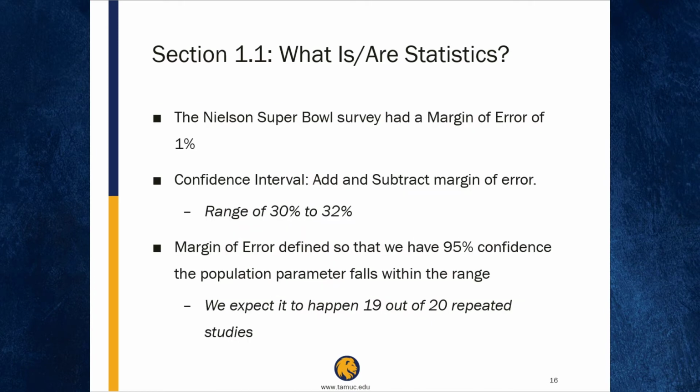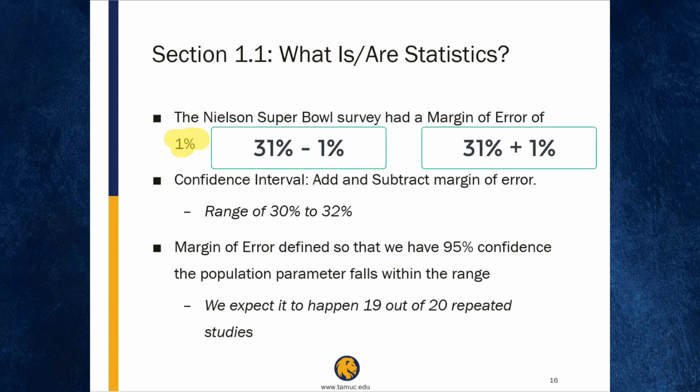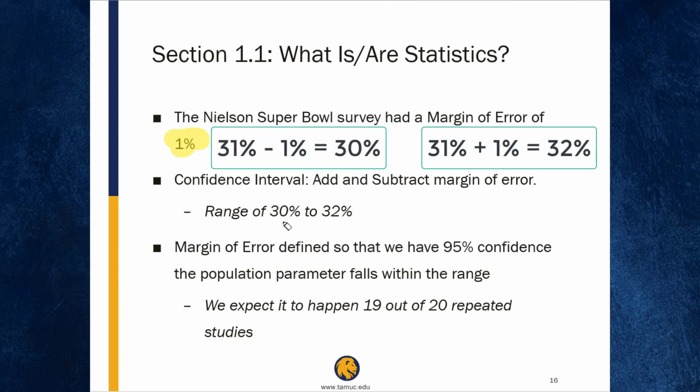The Nielsen Super Bowl study had a margin of error of 1%. And so we can determine the confidence interval from here by subtracting 1% and adding 1% to 31%. We subtract 1 away, we get 30%. If we add 1, we get 32%. And so we call the confidence interval the range of 30% to 32%.